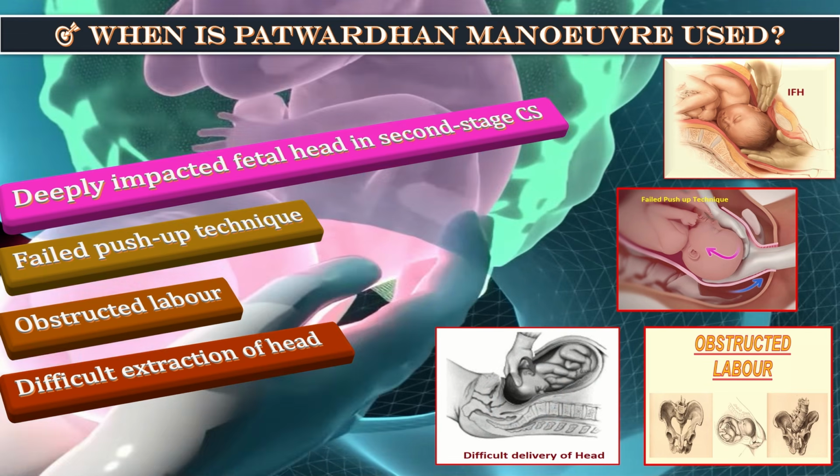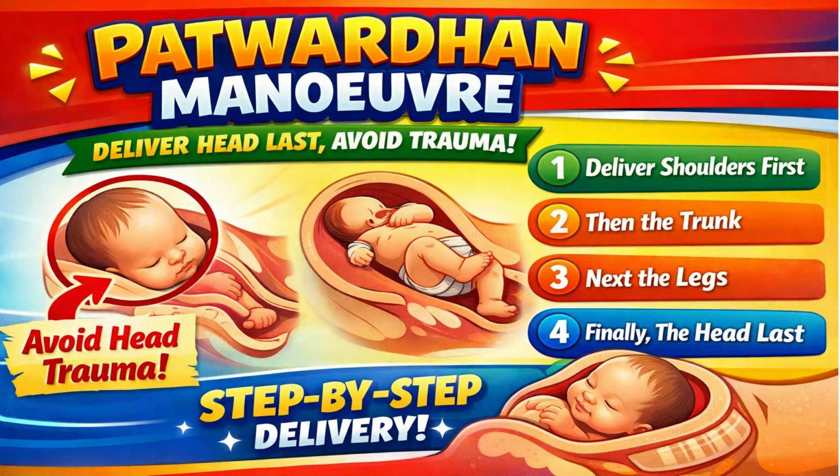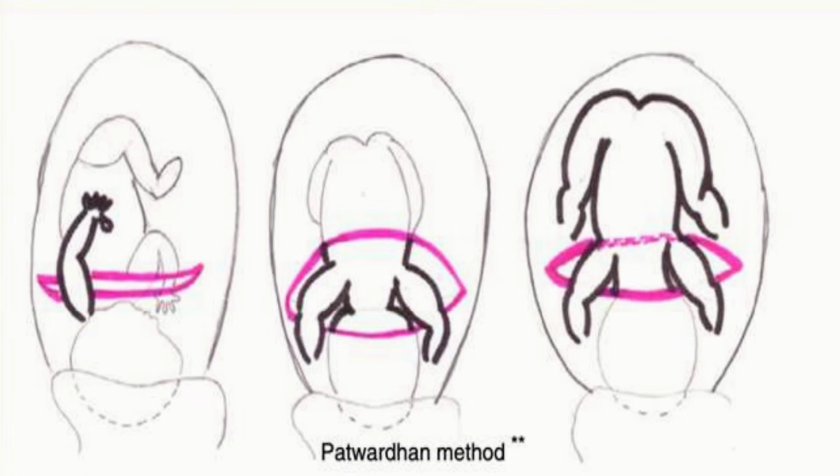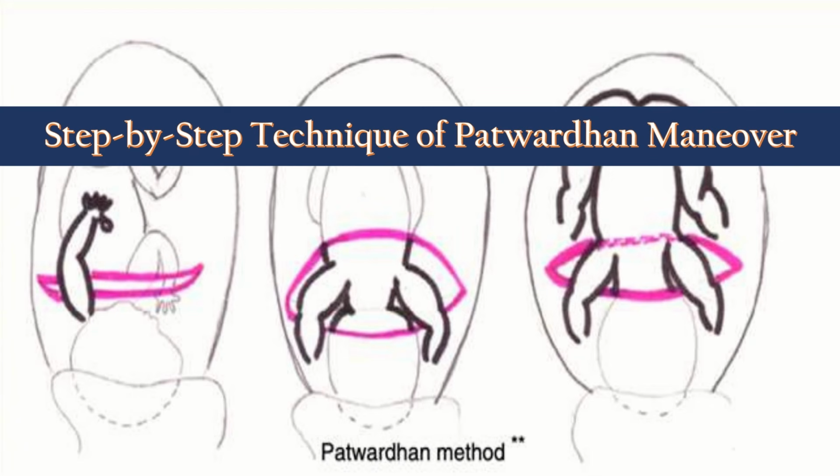What is the basic principle of the Patwardhan maneuver? First of all, deliver the shoulders first, then the trunk, then the legs. Finally, the head comes out last. This avoids trauma caused by forceful head disimpaction. Now we will discuss the step-by-step technique of the Patwardhan maneuver.